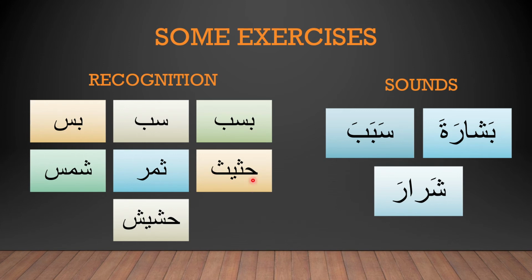Now we come to the next part. Sa and sheen. So we can see this is ha, no dots, it's like a jim, so it's ha, and then there's sa.